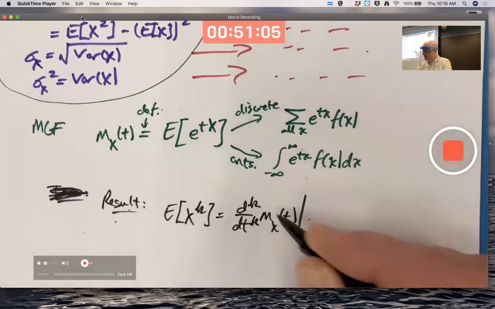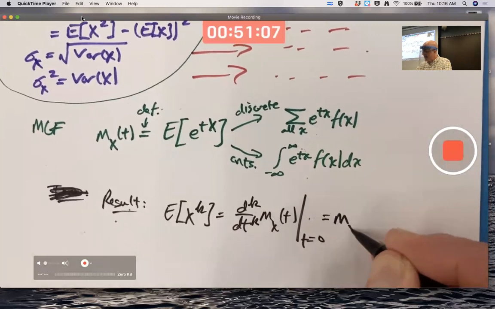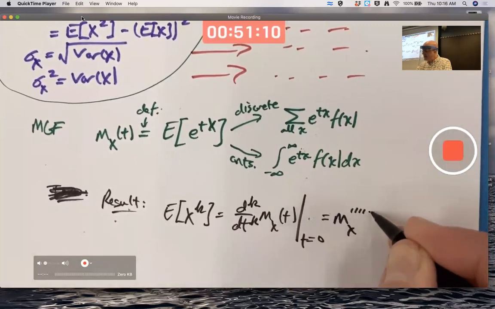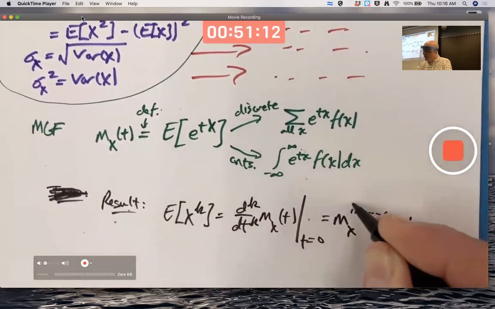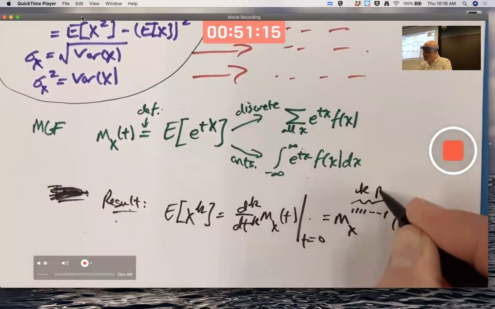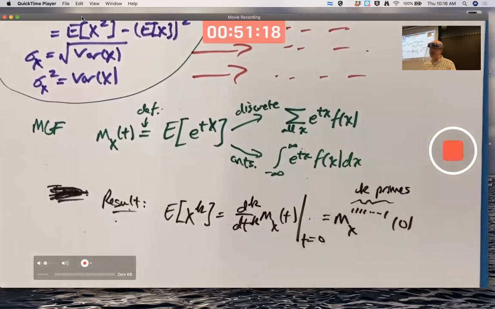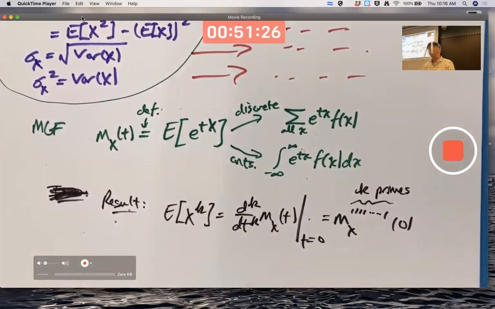Or if you prefer, instead of that notation, you could put M_X prime prime prime... of 0, where there are k primes, right? K derivatives there. Of course, usually k is 1 or 2, but this works even if k is 3 or 4 or 5 or 6 or 7 or 8, and so on. And this works whether X is discrete or continuous or mixed. Doesn't matter, it still works.